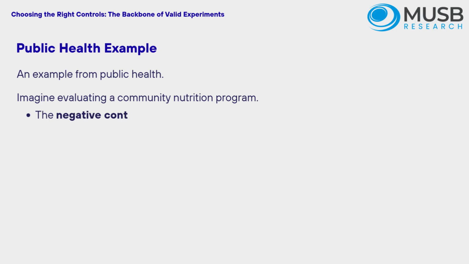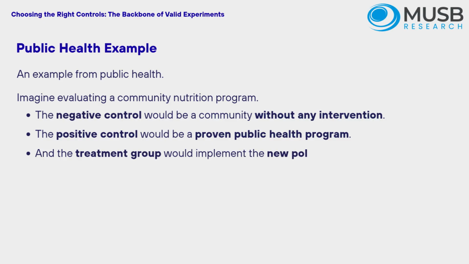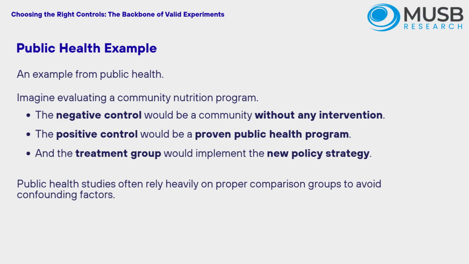Public health example. Here is an example from public health. Imagine evaluating a community nutrition program. The negative control would be a community without any intervention. The positive control would be a proven public health program, and the treatment group would implement the new policy strategy. Public health studies often rely heavily on proper comparison groups to avoid confounding factors.